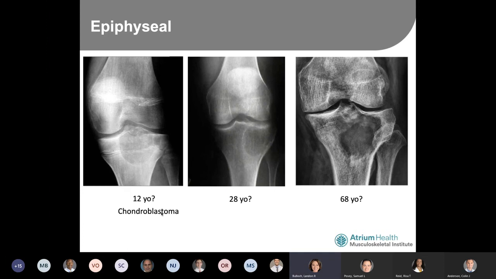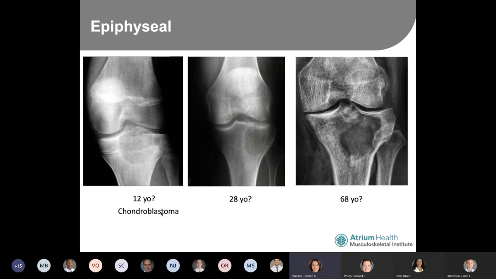We have an AP of the knee, a 28-year-old, so it's slightly mature. Got a lesion in the proximal tibia. It seems to have a well-defined sclerotic border, narrow zone of transition, and does not appear to be extending into the joint. I would say that this is a benign-appearing lesion. If we are still discussing epiphyseal lesions, kind of what we just said, I would say this is more likely the enchondroma.